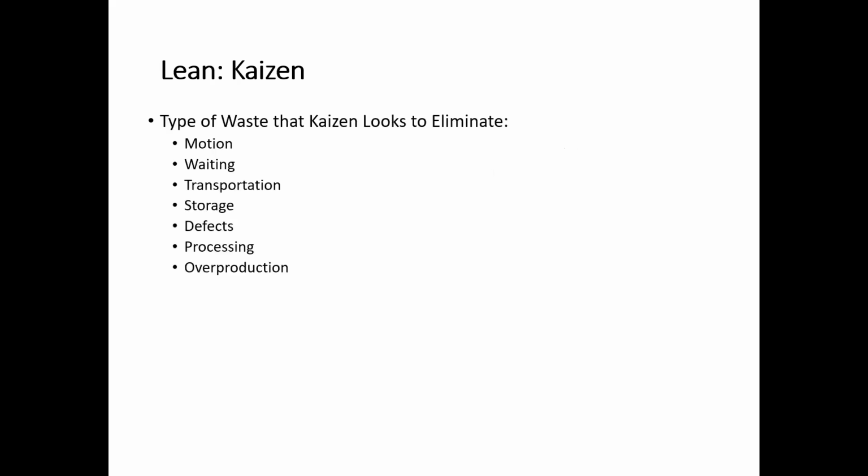There are types of waste that Kaizen looks to eliminate, like motion, waiting, transportation, storage, defects, processing, and over-production. So these are the types of waste that Kaizen usually eliminates.